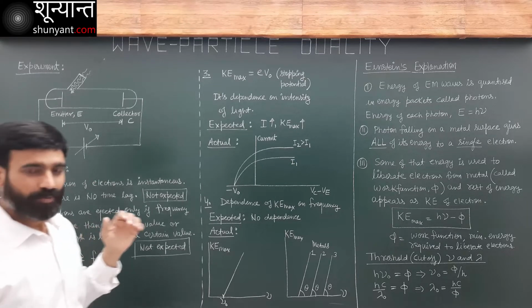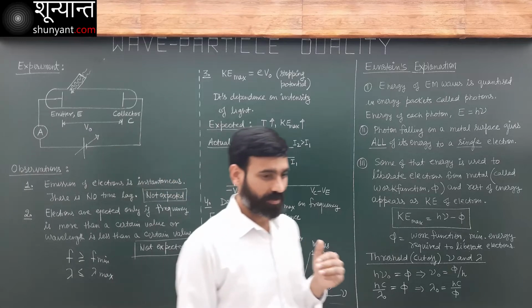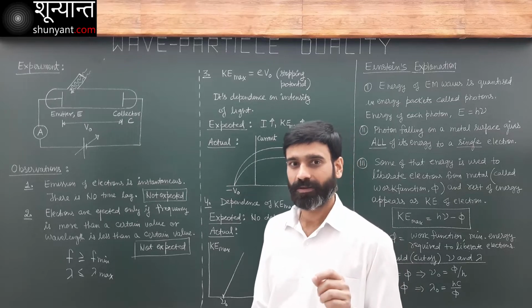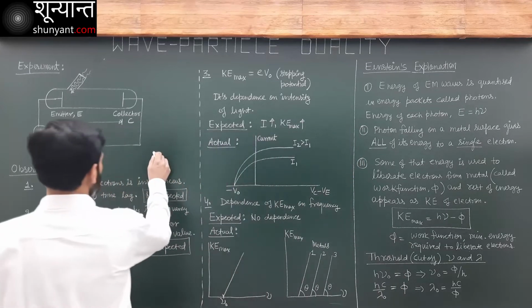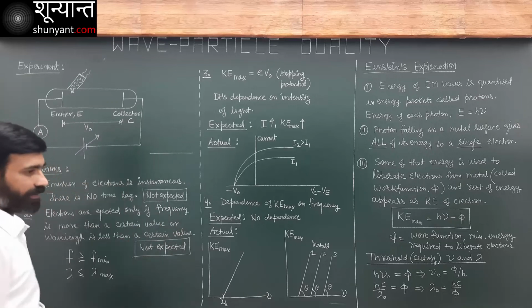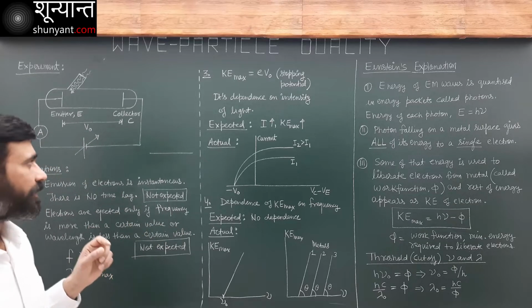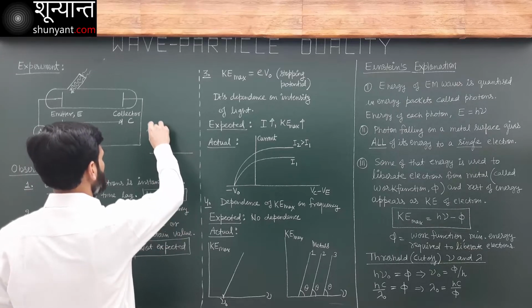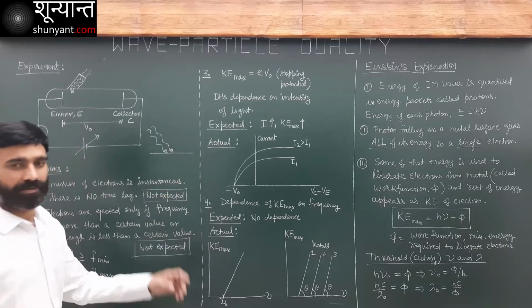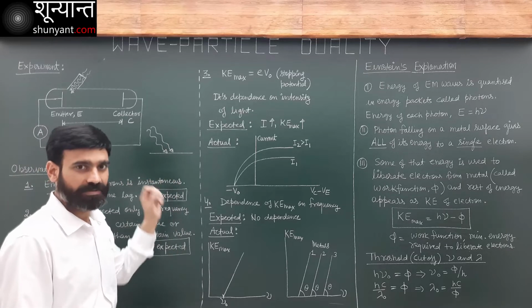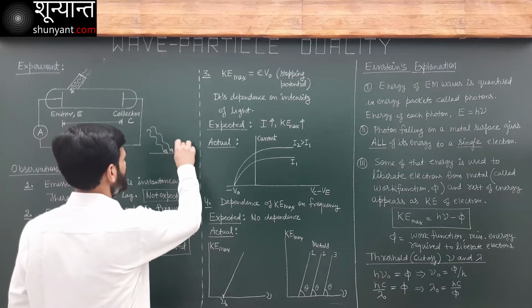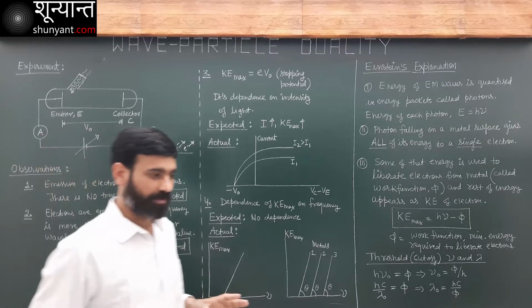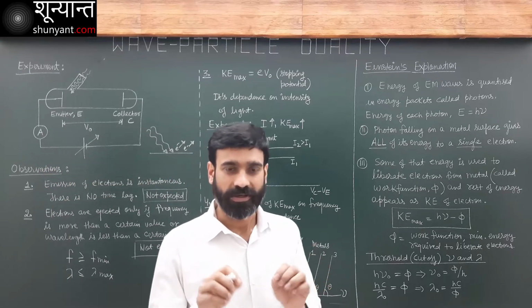Now, if someone asks to explain the photoelectric effect in the simplest possible terms, it is like this. If I have a metal surface, and light, EM waves, falls on this metal surface, then electrons are ejected. Electrons come out of the surface. This is known as the photoelectric effect.